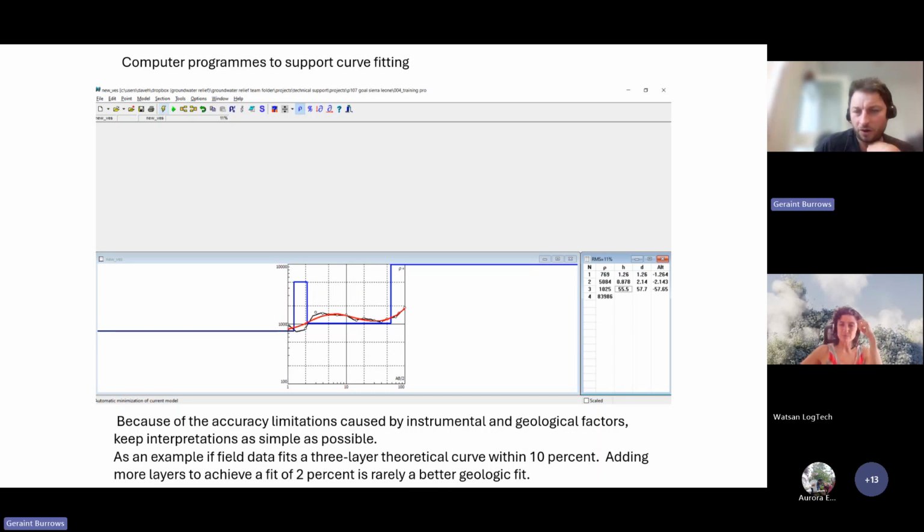We're going to go after break to look at how we would actually use IP2Win to take vertical electrical sounding data and how we would then create our own interpretation of that data.